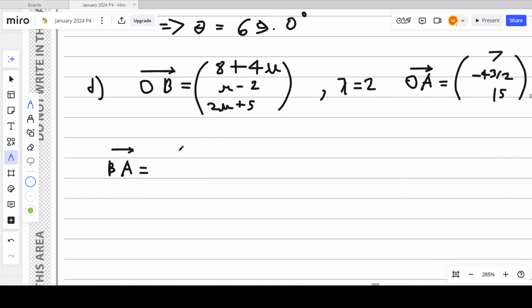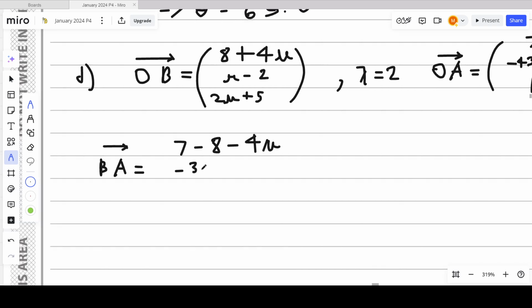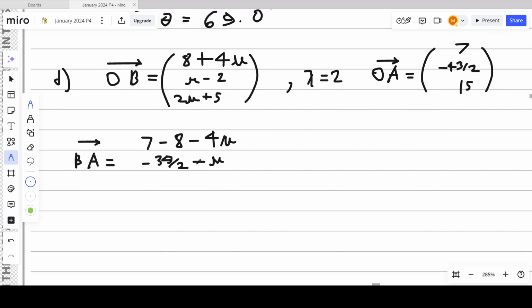So OA is what? OA, it's 7 minus 8 minus mu, okay, then negative 43/2 plus 2, that is what, plus 2, that would be negative 39/2 minus mu, and then 15 minus 5, that is what, 10 minus twice of mu.